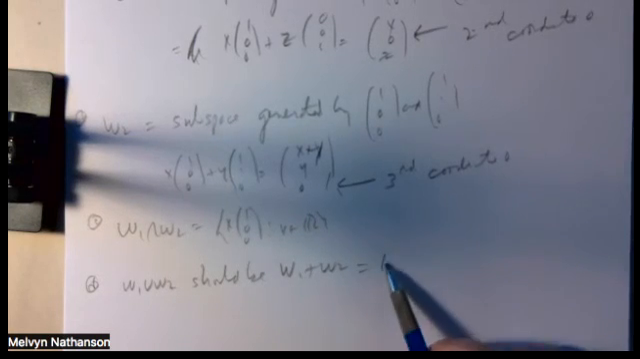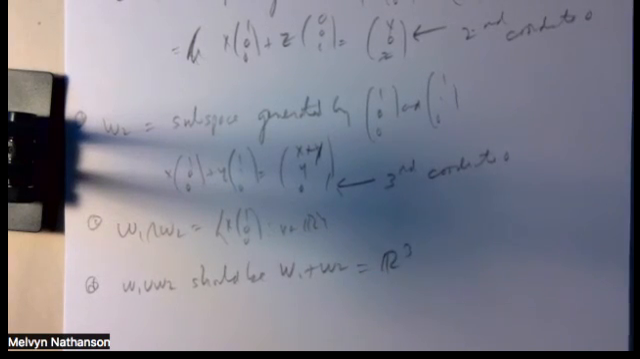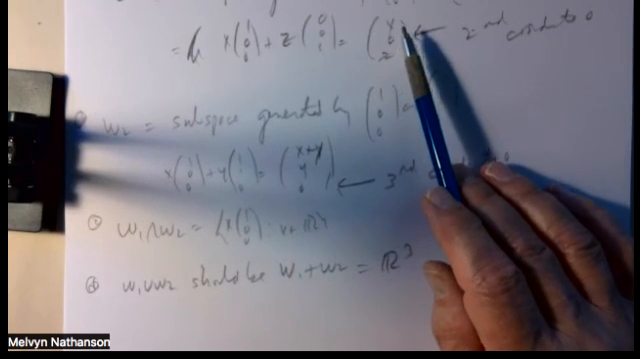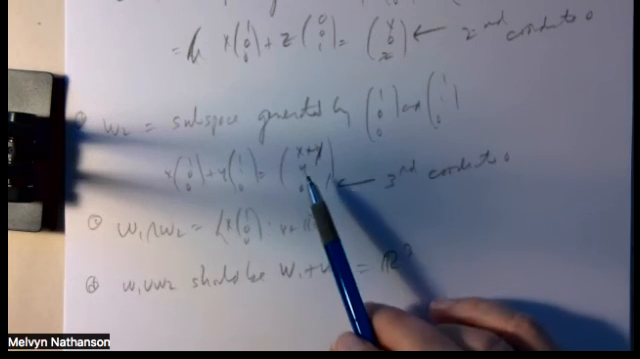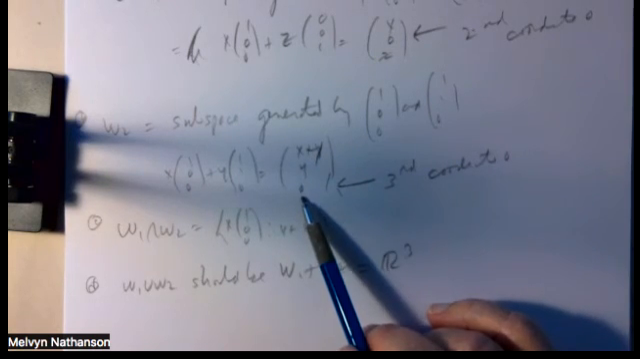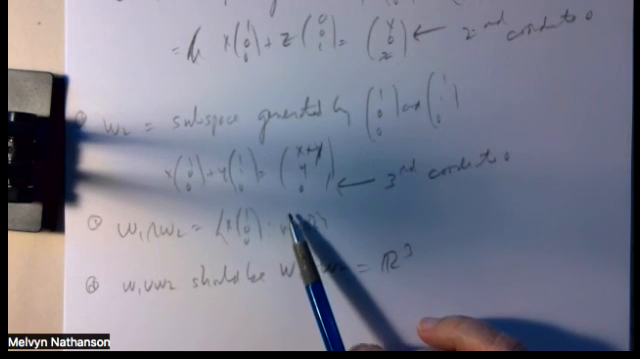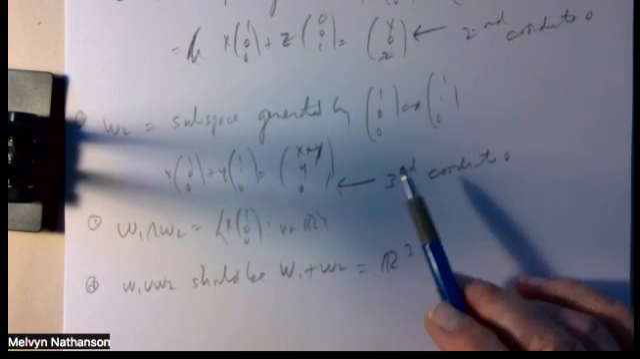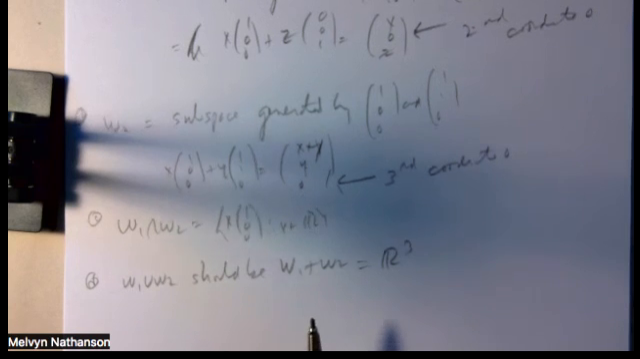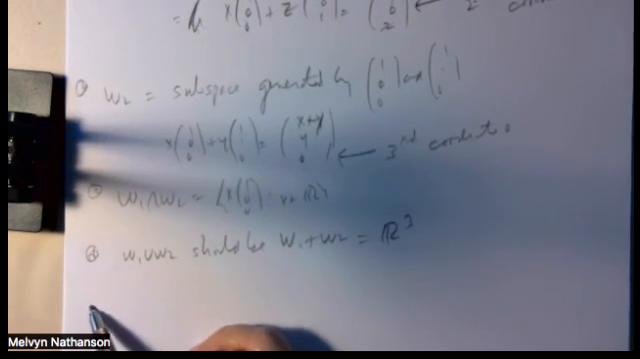W1 plus W2 is a subspace, and this is equal to R3. Because in W1, you can get all vectors where the second coordinate is 0. In W2, you can get all vectors where the third coordinate is 0. You choose x and y correctly. I think together you can get all that.